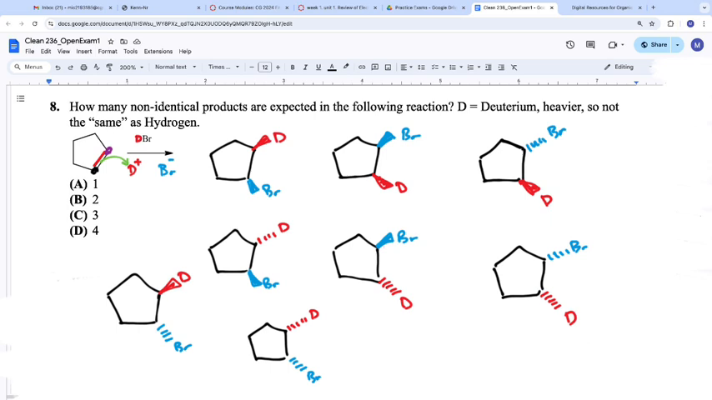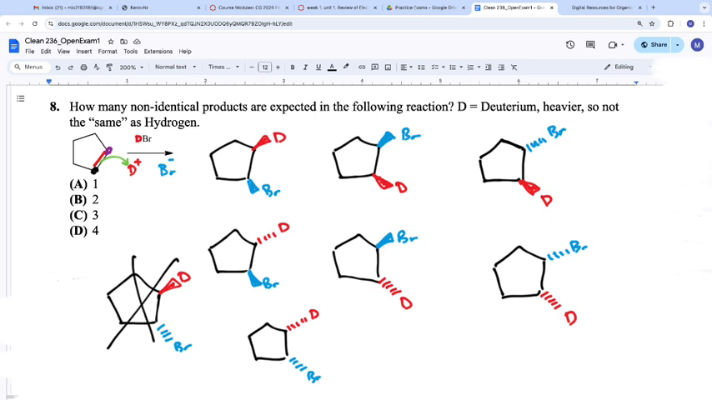All of that's going to involve some kind of three-dimensional manipulation. If I take this structure right in the middle and I flip it over, the bromine would become dashed, and the deuterium would be wedged. Wedge, dashed.